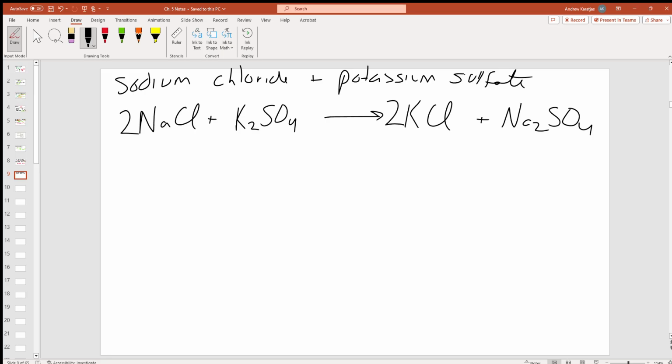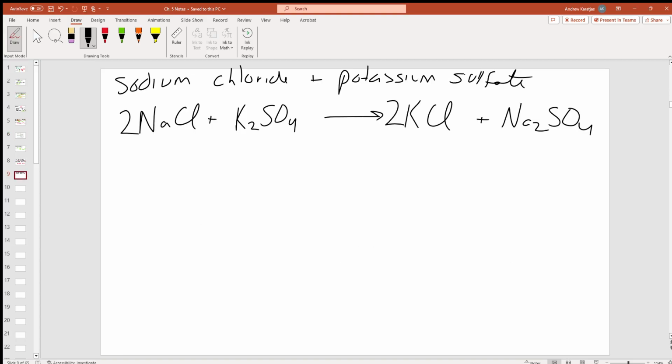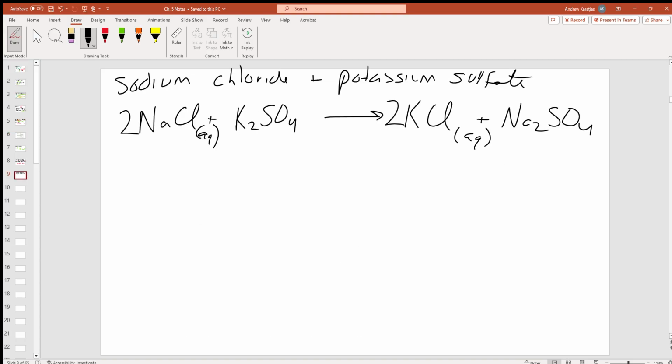All right, so what is going to be dissolved and what's not? So we've got two chlorides, potassium and sodium. If we look at our third row, chlorides are soluble except for silver, mercury, and lead. Well, we have sodium, so that's aqueous, and we have potassium, also aqueous. Now we have sulfate. Sulfate, you can see in row 4, is soluble except for calcium, strontium, barium, or lead. So that's aqueous as well.